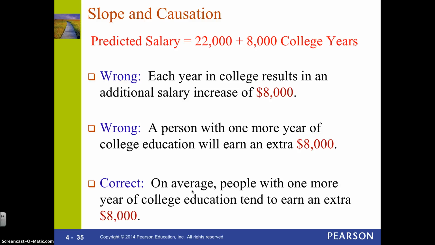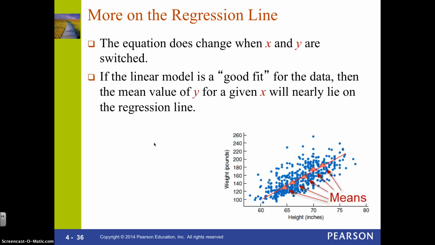If you remember with correlation, if you switch the x and the y, it didn't change the value of the correlation. But it does change the equation of the regression line if you switch your x and y around. And the other thing is, if a linear model is a good fit for the data, then the mean value of y for each given x will nearly lie on the regression line.